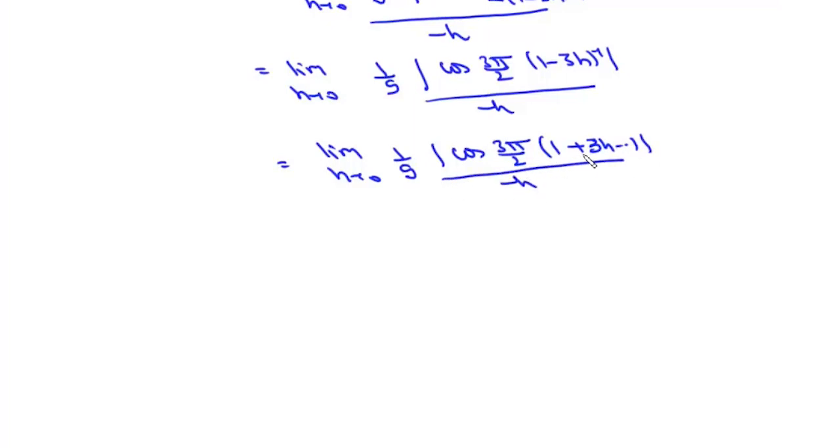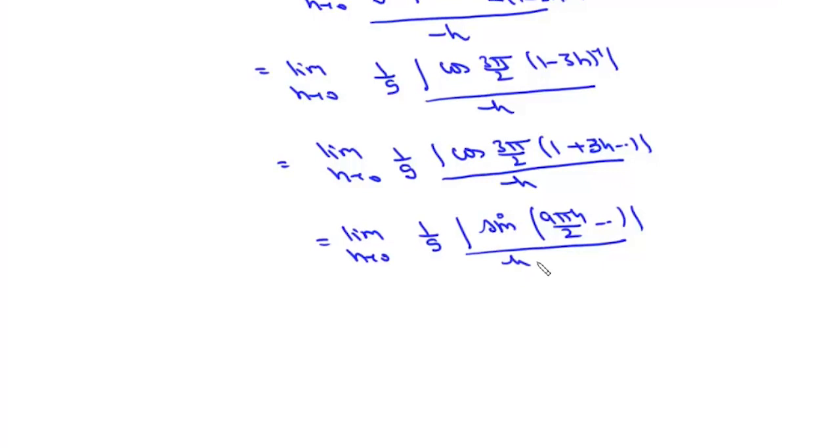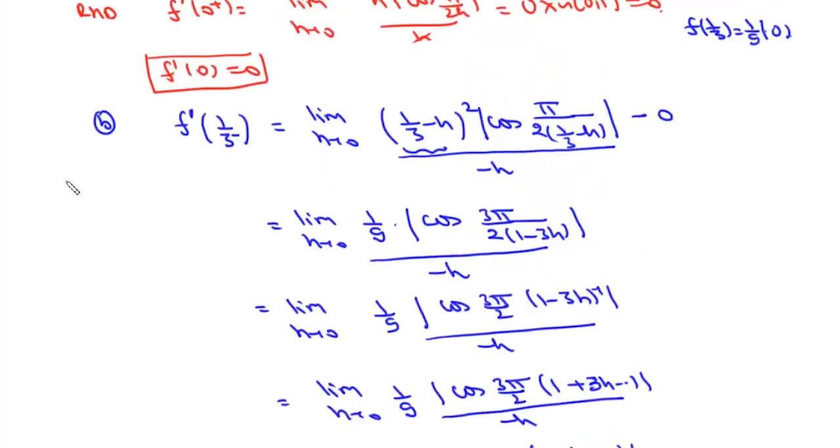Now cos(3π/2 + θ) is sin θ, so it will be this limit, h tends to 0, 1 by 9 and sin(9πh/2) and higher powers upon minus h. So basically f'(1/3) negative is minus π/2. Now we look at its right hand derivative.